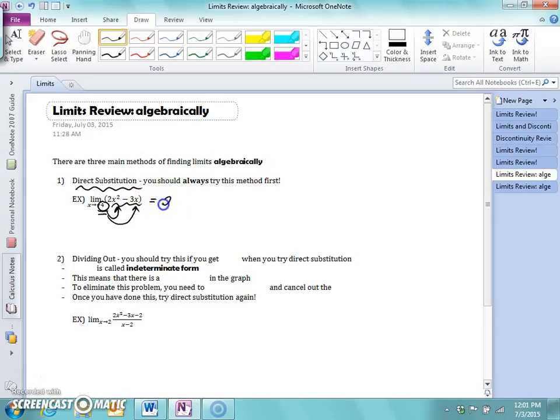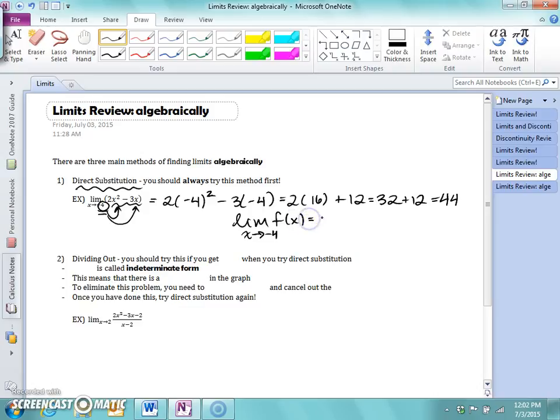So in this case, all I need to do is rewrite it with the x value I'm approaching, plugging it in, and in this case, 32 plus 12, I get a number. There was no issues, so you know that the limit as x approaches negative 4 of your function was equal to 44. That is your y value. And the reason it worked out so nicely is that this is a quadratic, so a parabola. It's a continuous function, and continuous functions you can usually just use direct substitution.